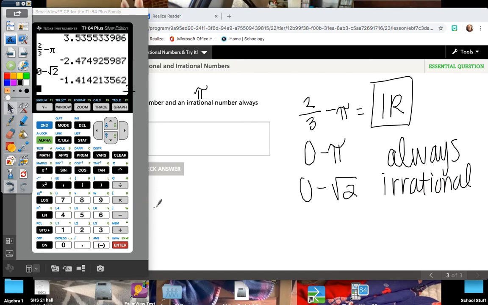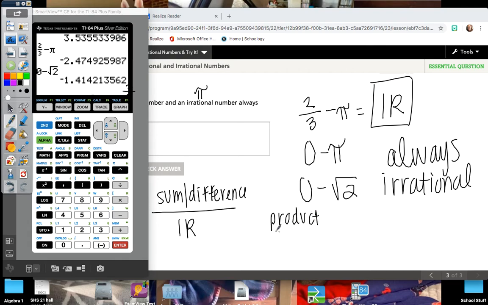So the sum and difference of an irrational and rational always come out to irrational. The product always comes out to irrational unless, there's an exception, unless you use 0. In that case, it comes out to rational.